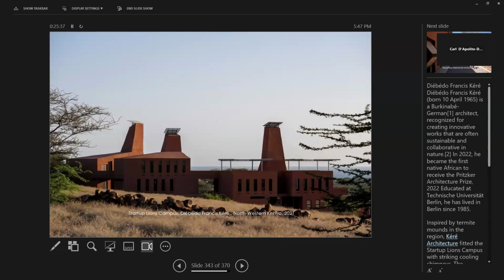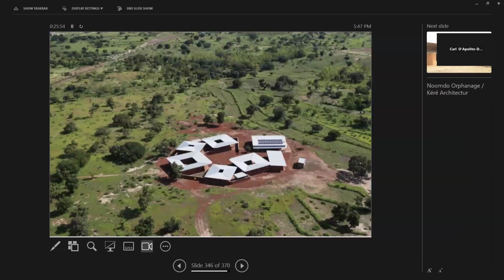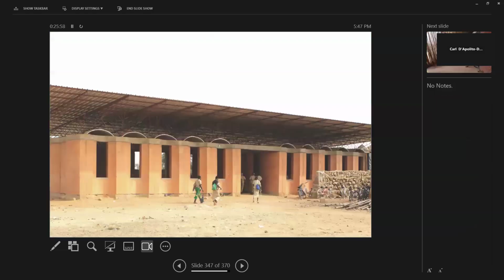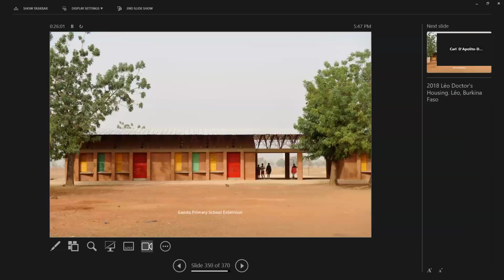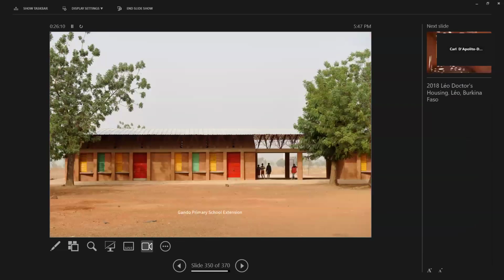And then Diébédo Francis Kéré, who just won the Pritzker Prize very recently. His projects are like an essay in different ways to use the wind. I think every single one. This one is a thermal one, but every single one of his projects is a different version of natural ventilation. So it's like a catalog of every single technique used again.